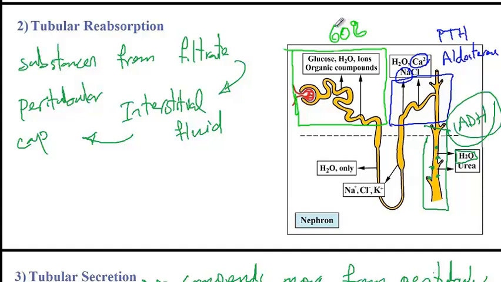And the answer is still proximal convoluted tubule, because 60%, even the entire other segments combined, will not be as much as the proximal convoluted tubule. So the answer still will be proximal convoluted tubule.